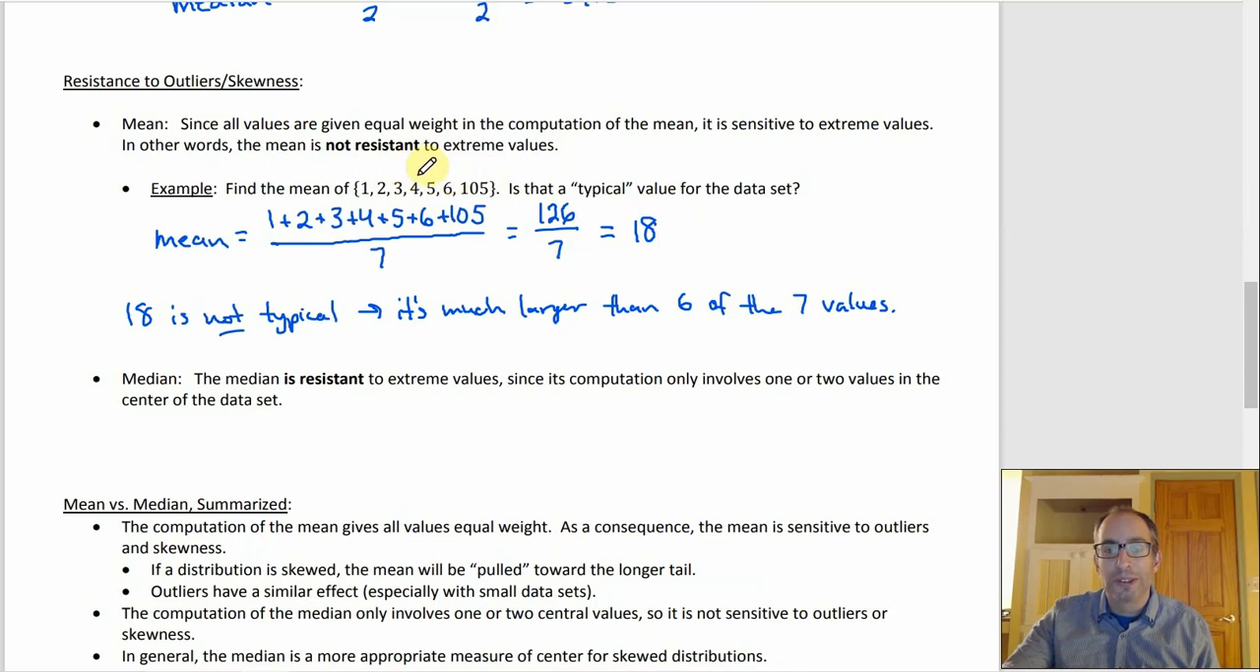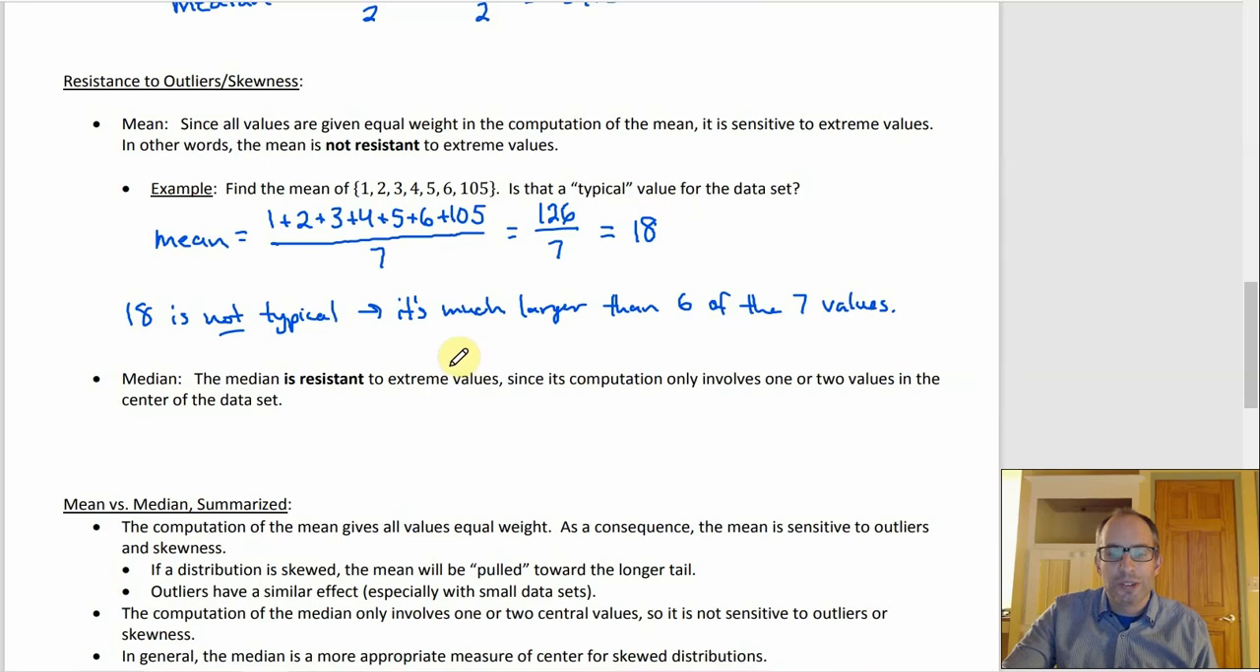They're already written in increasing order. And the 4 seems a little more typical considering what these values look like. It looks like that 105 is just an anomaly, right? It's just something weird happening. And that 4 is probably a better measure of center. And that's what happens when you have an outlier, that the median tends to work out better.